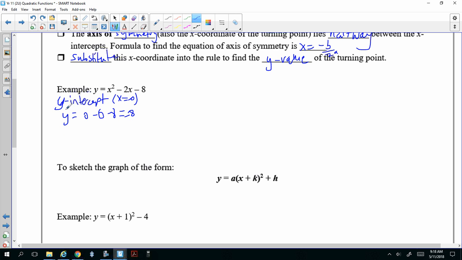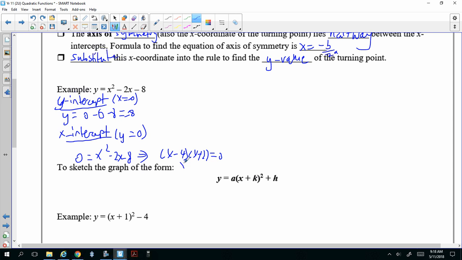And by the way, you've sketched this before, so you should be able to do this in the example. So you get 0 equal to x squared minus 2x minus 8. Make sure you factorize, and you get, what do you get? (x minus 4)(x plus 2) equal to 0. So x is 4 and negative 2. Okay? And then you get the axis of symmetry.